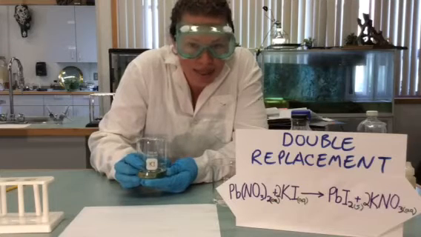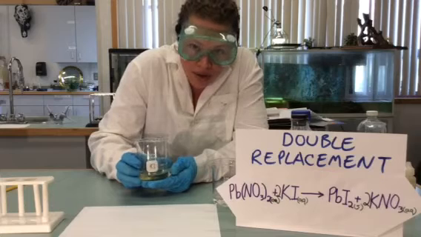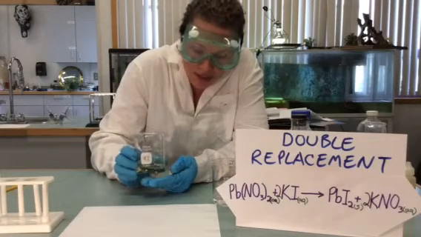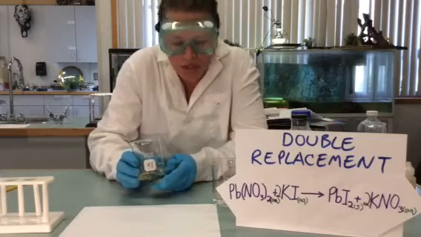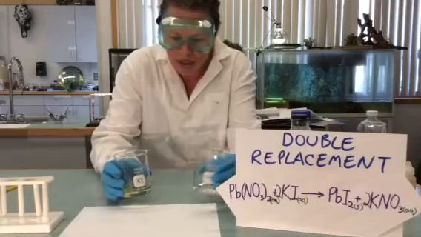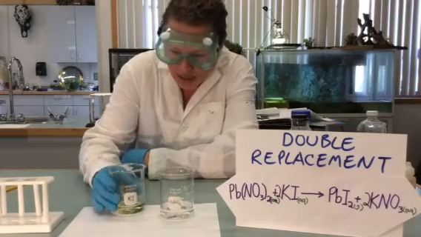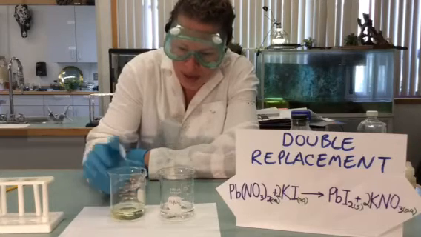Now, potassium is a metal, iodide is a nonmetal. So these are also aqueous, which means that they are dissolved, and the potassium ions are floating around in here, and the iodide ions are floating around in here separately. So we'll put our little lead nitrate out there, and I'm just going to pour this guy into there.